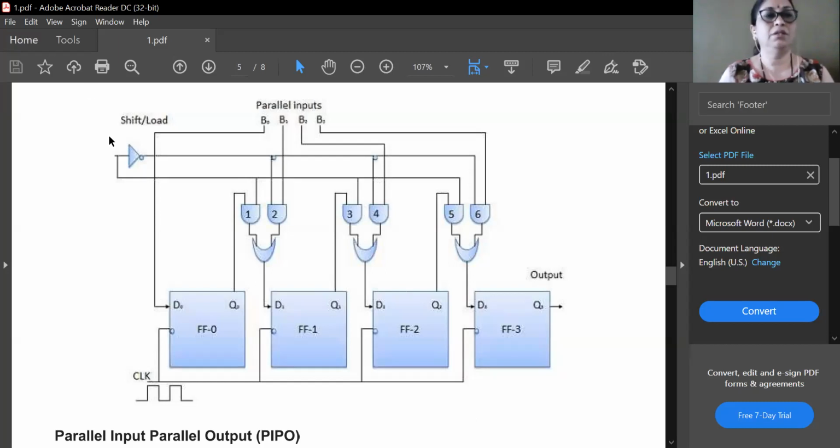What we have seen here in this particular diagram, you can observe a parallel in serial out type of shift register, and it consists of 4 D flip-flops and some additional logic for it.